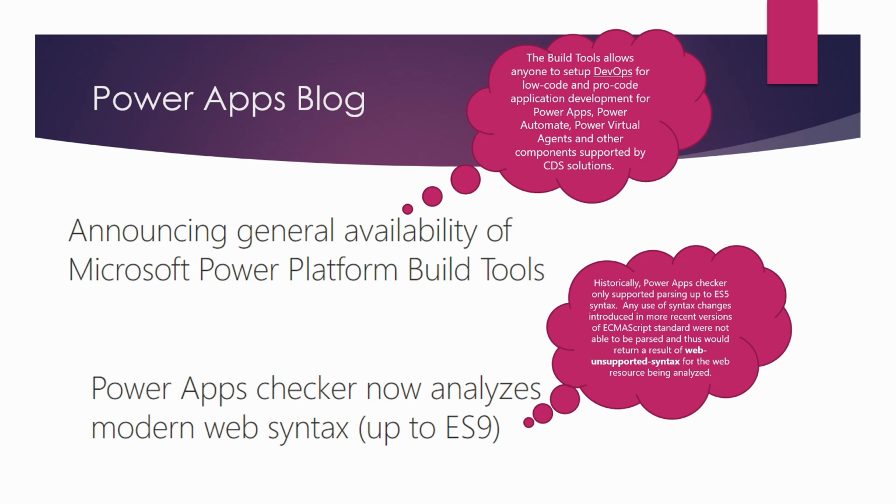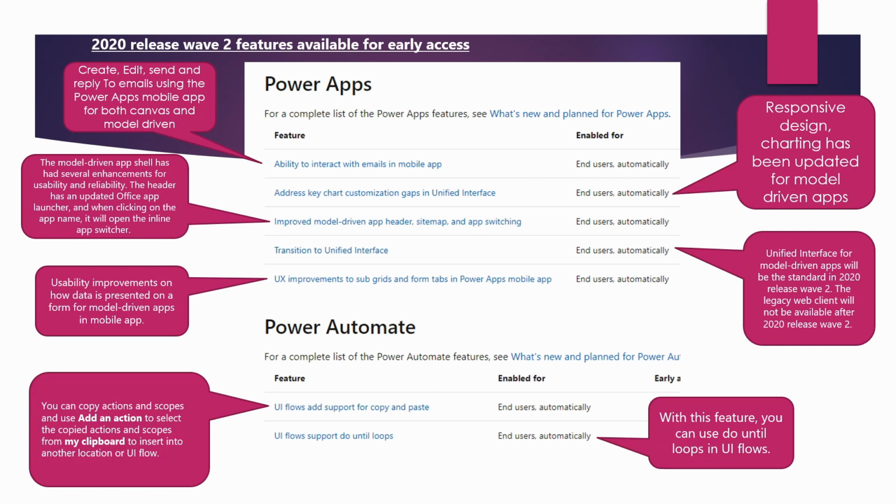Secondly, Power Apps Checker, which is what is used to check Power Apps solutions, can now check up to Modern Web Syntax ES9. So previously, when you would have got some errors on this, it is now available. Now, the 2020 release Wave 2 features are available for early access.